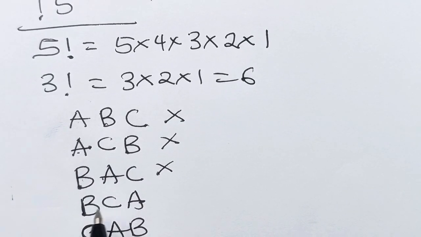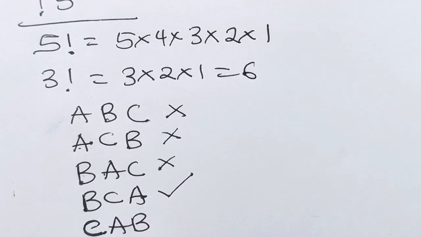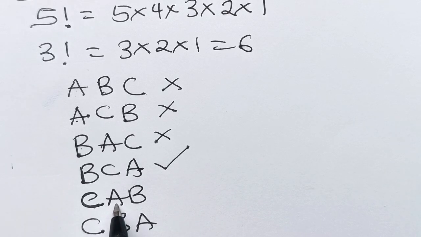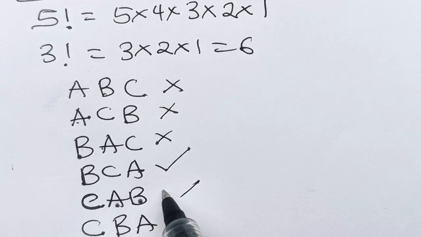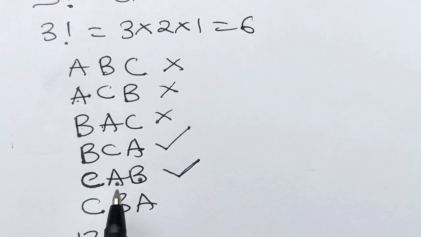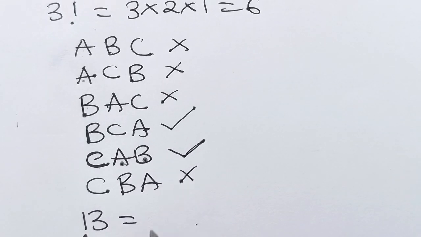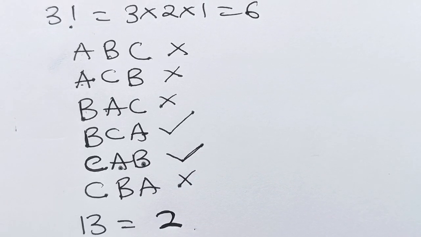Now, B is not in its position, C is not in its position, and A is not in its position, so this will follow in our subfactorial. Here, C is not in its position, A is not in its position, and B is not in its position. Wow, so this will follow as well. Now here C is not in its position, but look at this, B is in its position, so this will not follow. So it means that 3 subfactorial will give us just 2. Now you can see the difference between a subfactorial and a factorial.